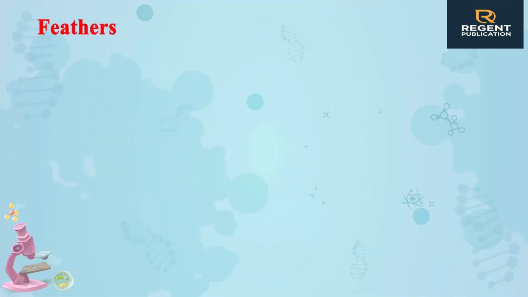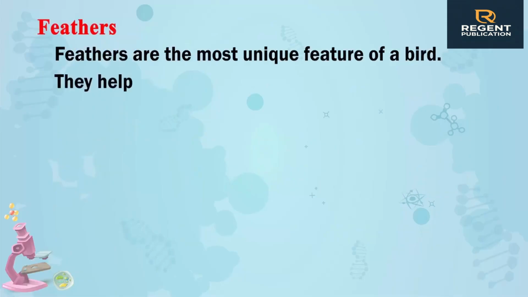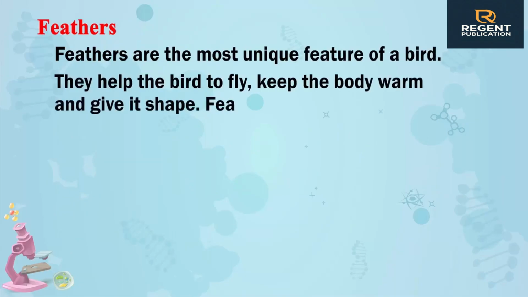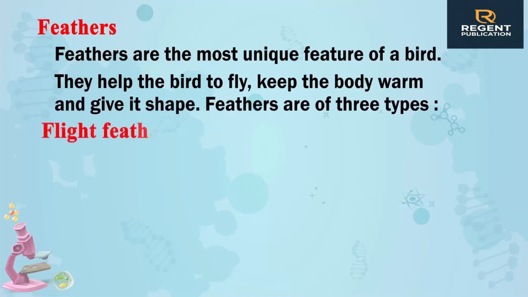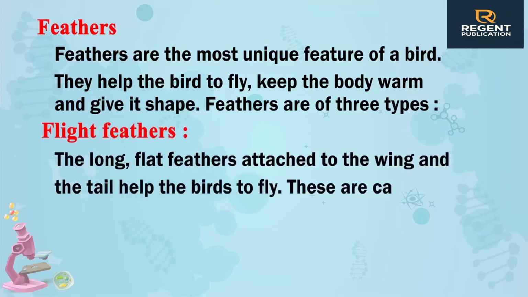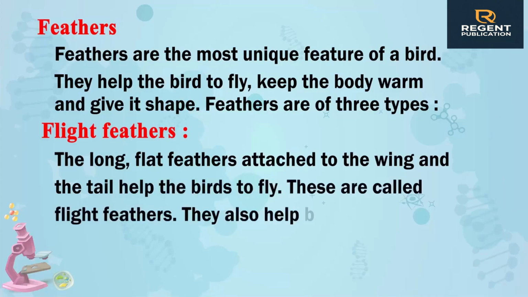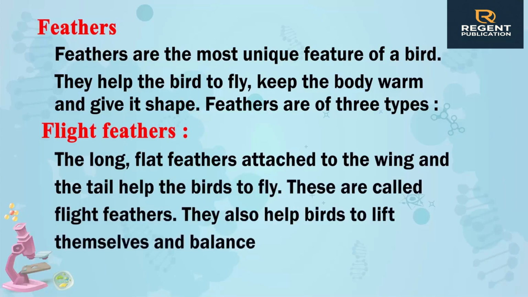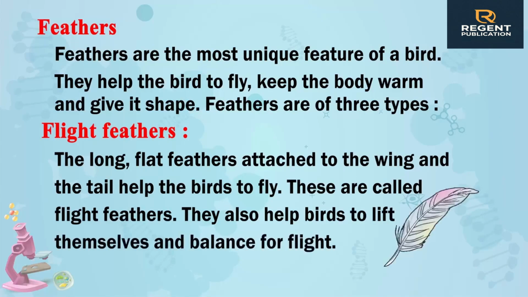Feathers. Feathers are the most unique feature of a bird. They help the bird to fly, keep the body warm, and give it shape. Feathers are of 3 types. Flight feathers. The long flat feathers attached to the wing and the tail help the birds to fly. These are called flight feathers. They also help birds to lift themselves and balance for flight.